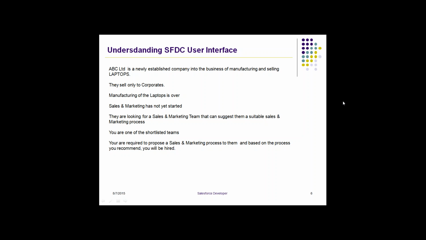So one of you, please explain to me what exactly you understand from this. What needs to be done? Basically, we're supposed to propose a model or a process where you can market that product, which is a laptop, and then sell those as well. Right. Okay. So basically, we have to propose this process, what we are going to follow to sell the laptops.